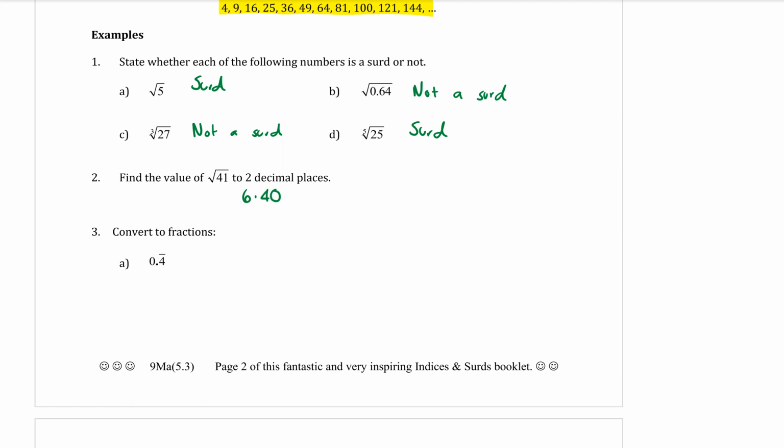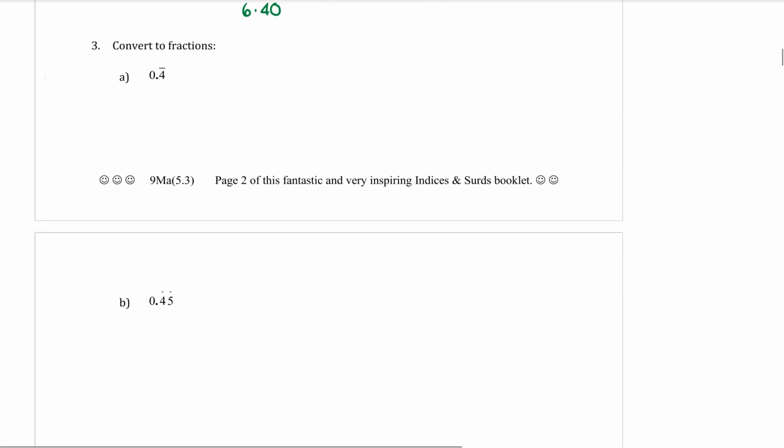Okay, question 3. This is the stuff that's going to be a little bit new, okay? We are going to turn some recurring decimals into fractions. Now there is a bit of a method to this, and it will seem a little bit unusual at first, but if you stick with the process, it actually becomes quite fun. Okay? I think so. I might be a little bit crazy, but anyway.